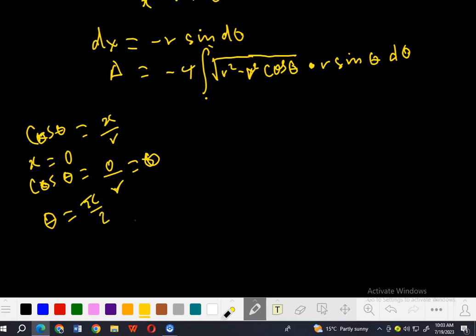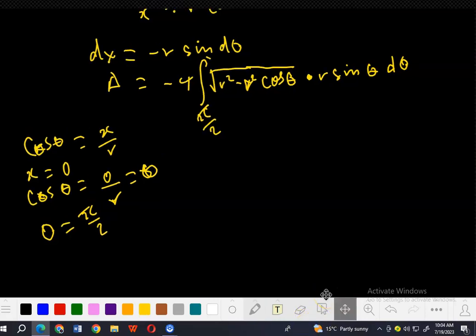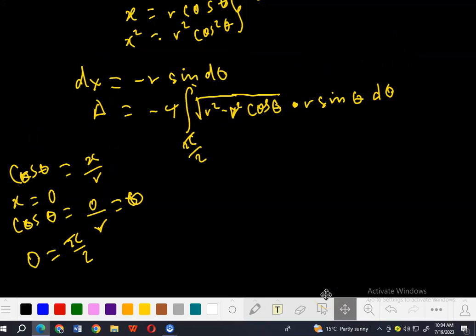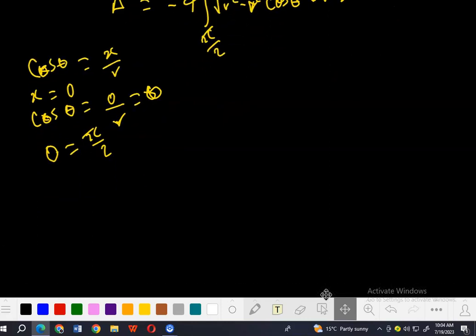So now take this and put in one of the boundaries. Here is pi over 2. Can you do this? This side is pi over 2. If you have done that, we continue now to find the other side.